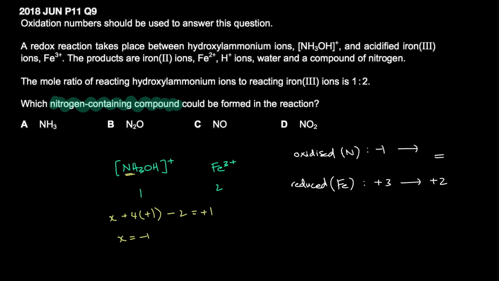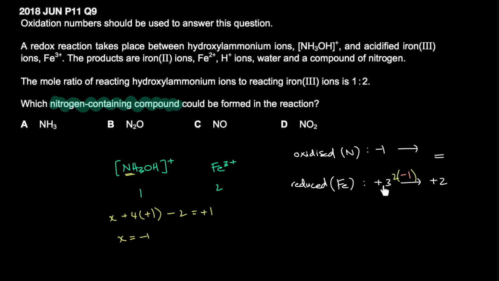Now in the question they said that 1 mole of NH3OH plus is reacting with 2 moles of Fe3 plus. If you look at the changes in oxidation number, the oxidation number of iron is decreasing by 1, so it's a change of -1. And we have 2 moles of Fe3 plus for every 1 mole of this. So we have 2 moles of iron atoms for every 1 mole of nitrogen atoms.